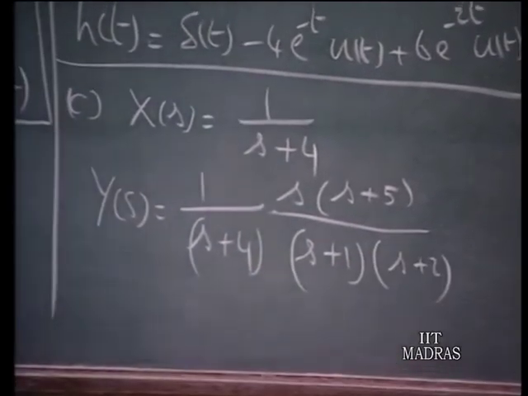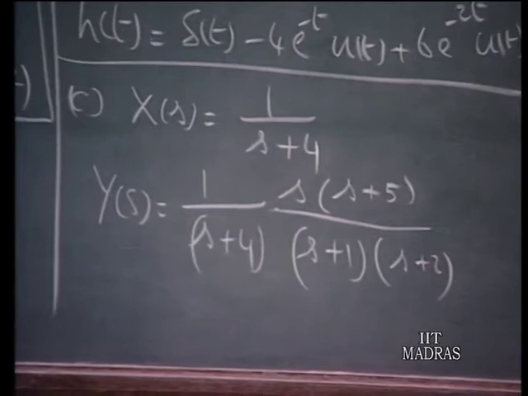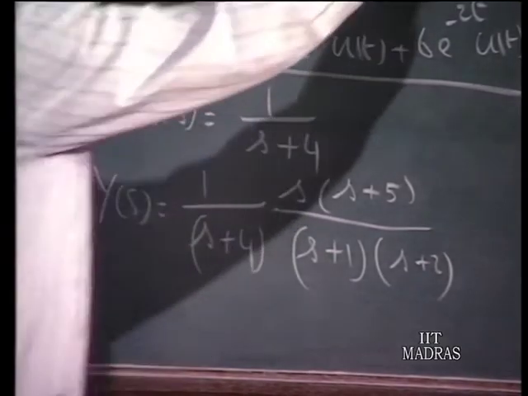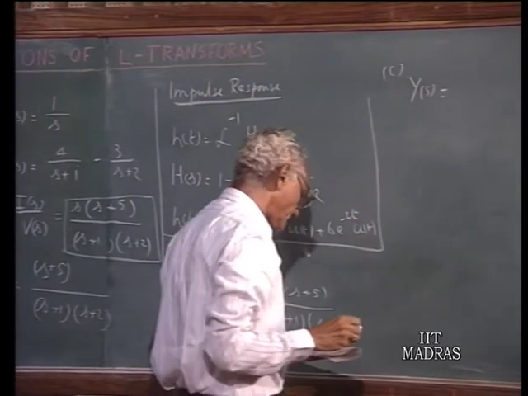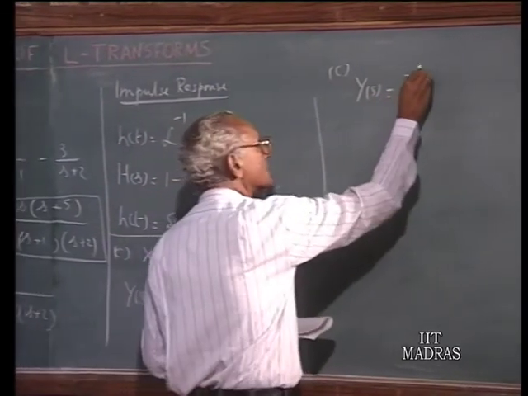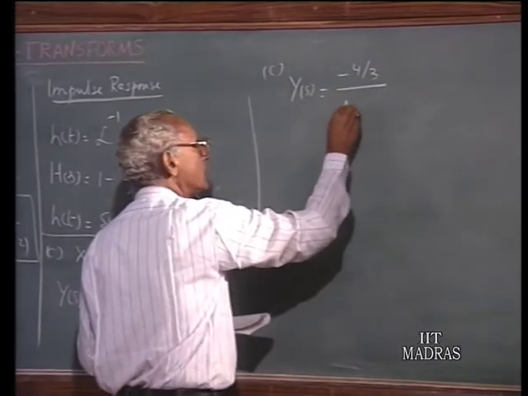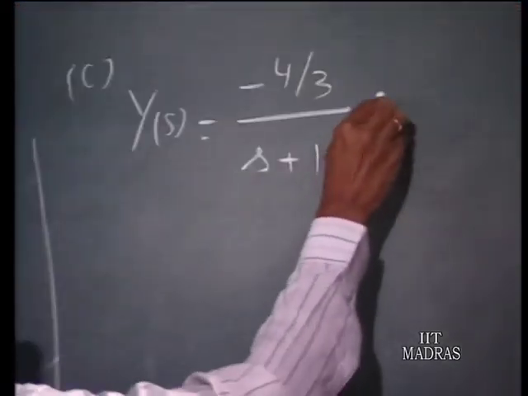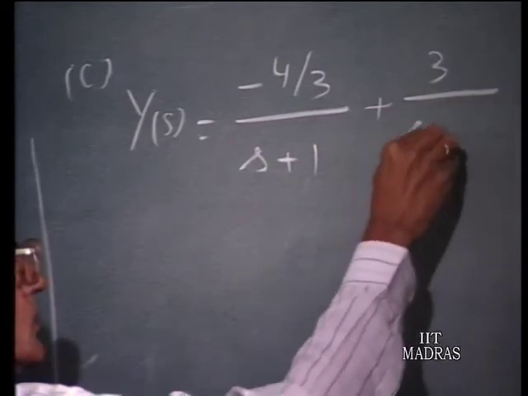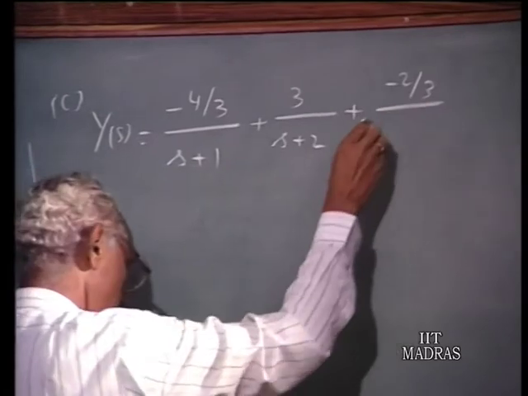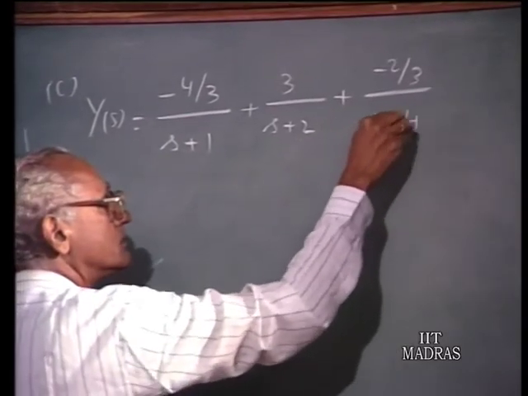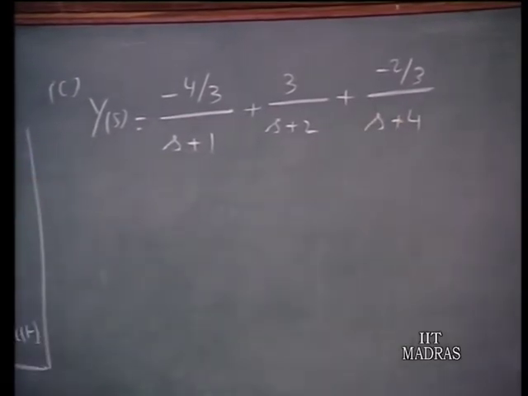That is the Y of s. So, you make the partial fraction expansion of that. Continuing, Y of s turns out to be minus 4 upon 3 over s plus 1, plus 3 upon s plus 2, plus minus 2 upon 3 over s plus 4. That is the partial fraction expansion; it will contain 3 terms. Those are the 3 terms.